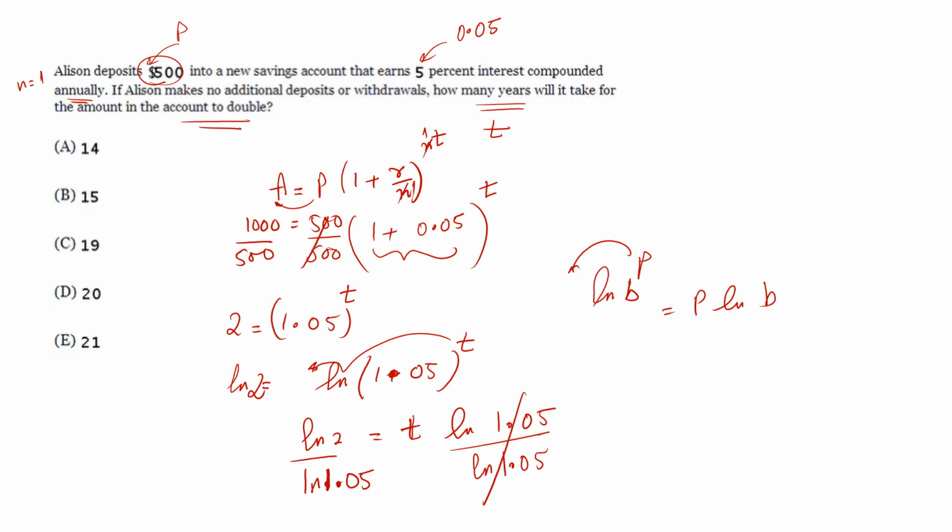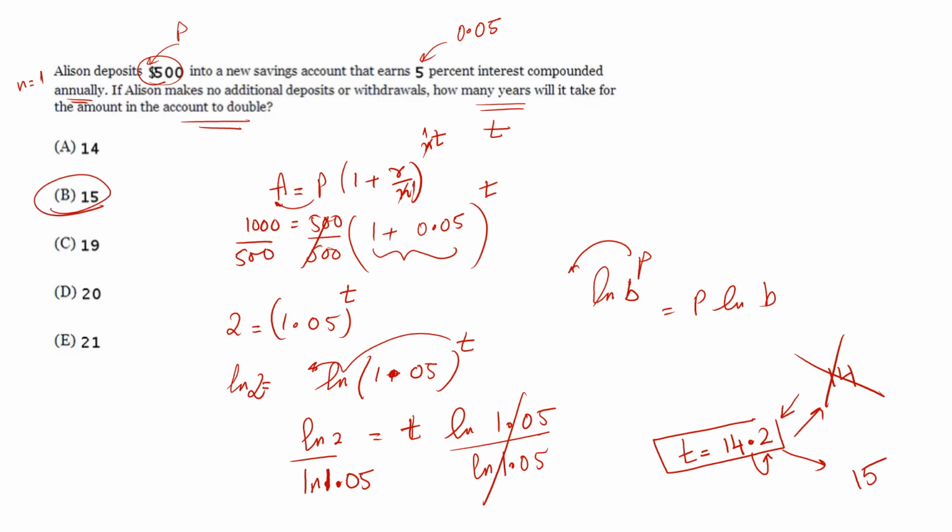Now take your calculator, take a moment, and write it down: ln of 2 over ln of 1.05 equals what? And you will see that it equals 14.2. And if you were listening to my whole video, in the previous question I told you that for time, if after the point even 1, 2 or 3 is written, rather than rounding off to the smallest number, we always take the bigger number. So in our case, option B is correct.